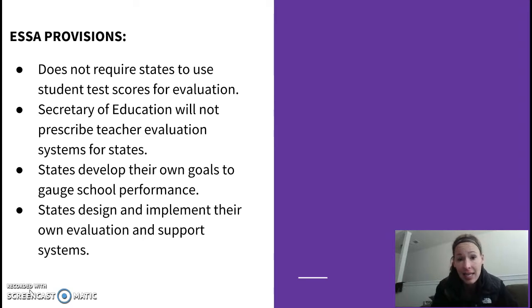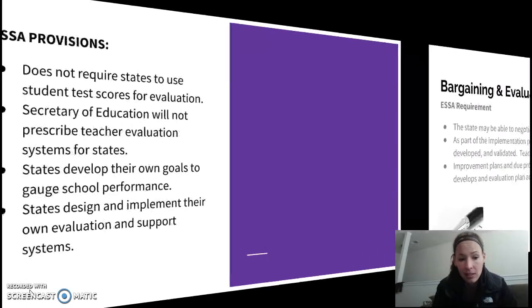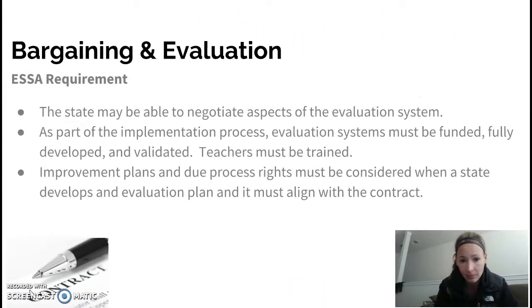And then states can design and implement their own evaluations and support systems of their teachers based on their population and needs. As part of bargaining and evaluation connected to the ESSA, the state may be able to negotiate aspects of the evaluation system, and as part of the implementation process, it is a requirement that evaluation systems be funded, fully developed, and validated, and that teachers have the opportunity to be trained. Improvement plans and due process rights have to be considered when a state develops an evaluation plan, and it must align with the contract.